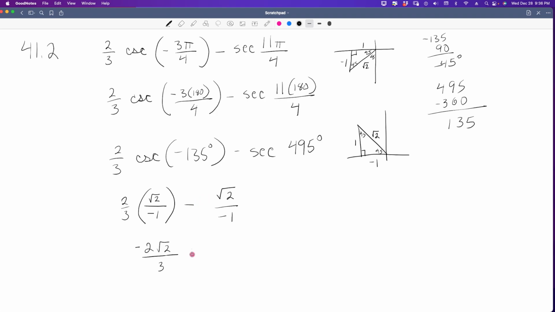Negative and a negative is a positive, so this is going to be plus the square root of 2 over 1. We need to have the common denominator in order to combine these. So we're going to multiply everything by 3. So that gives me 3 and 3 if I multiply by 3 here. So -2 and 3 gives me a +1. So our answer is going to be the square root of 2 over 3. And that is the correct answer. Yay, we did it right.